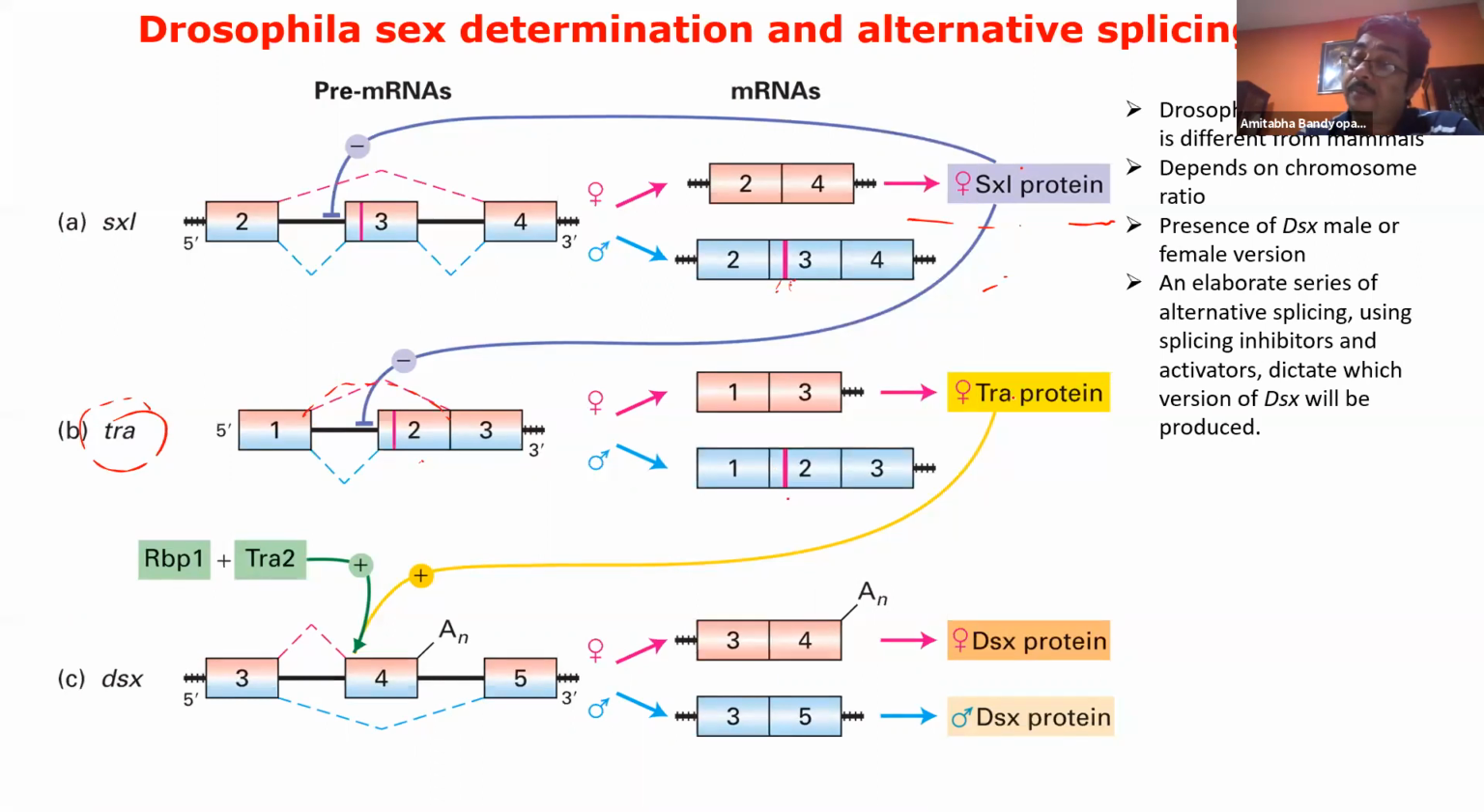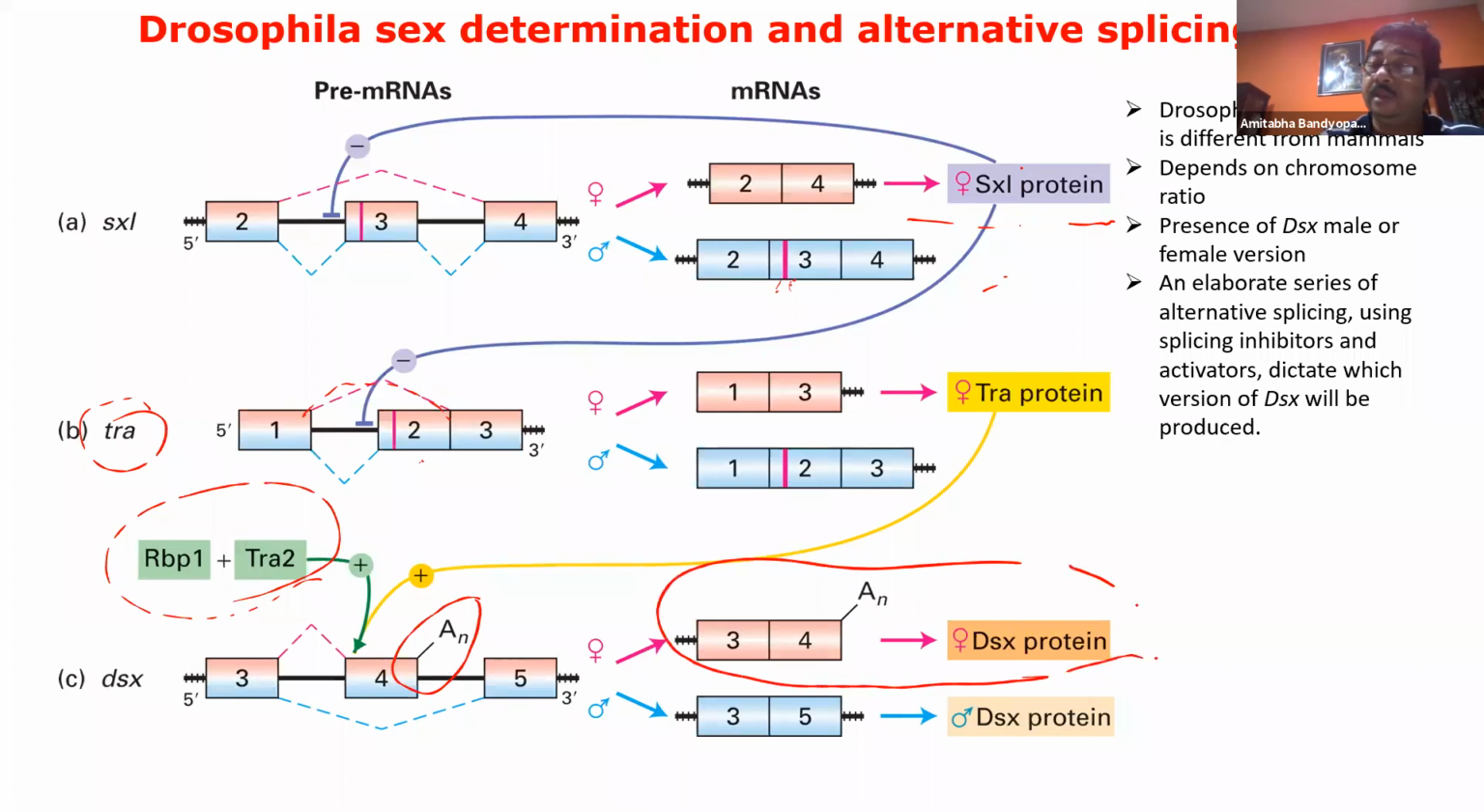Now, this TRA protein is like an SR protein. It binds to the exonic splicing enhancer and then recruits RBP1 and TRA2, two more proteins, to itself, and then exon 4 is recognized as an exon, therefore only in females, and that has its own polyadenylation sequence. So in the female, the Drosophila DSX ends at exon 4, and you have the female-specific DSX protein.